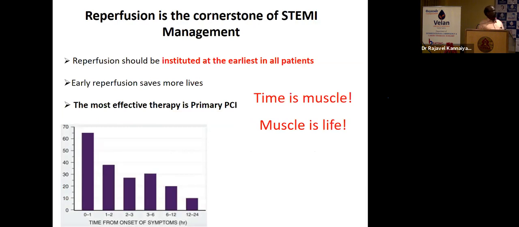And reperfusion is the cornerstone in STEMI management. What is reperfusion? Reperfusion is instituted as early as possible. Early reperfusion will improve survival, and the most effective is primary PCI, because time is muscle and muscle is life. In the golden period, we can lyse the patient or do a primary PCI, and we will save the cardiac muscle. Next, what are the reperfusion things we can do?